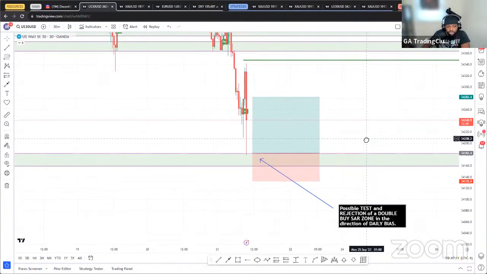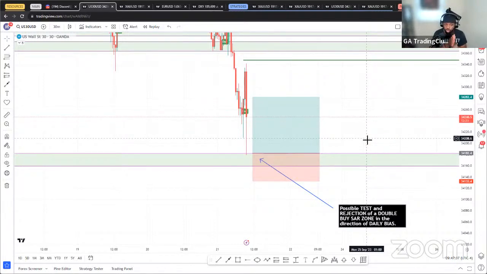And then what do I need for this to happen? Always my entries, two kinds of entries, and for those two entries to validate, we have test and rejection, we have break and continuation. When I say test and rejection, those are two consecutive candles. Test is one candle, rejection is the next candle. Break and continuation, break is one candle, continuation is the next candle.